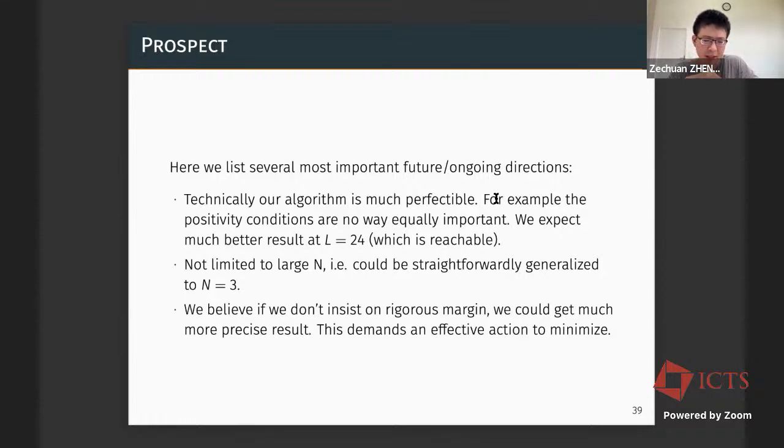And the third one: unlike Monte Carlo, which has finite volume uncertainty or statistical uncertainty, all our bounds are rigorous. But if we don't insist on such rigorous margins, we expect that we should get more precise results. Actually, this demands a new effective action to minimize. We are no longer minimizing or maximizing the plaquette average, but we need to figure out some new effective action to minimize. If this is done, then we have more precision even at Lmax equals 16.